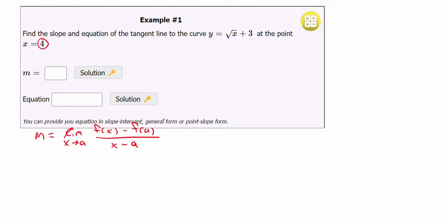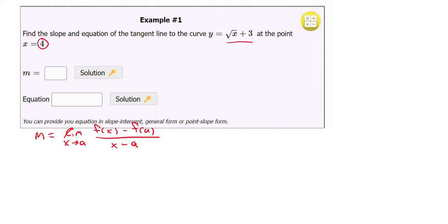So two of these aren't so confusing. We're just going to be filling in a 4 instead of an a. And if you remember, f of a is the y value at a, so that one's not that mysterious either. And then f of x is usually an equation, and that's our f of x. So let's fill that in now.